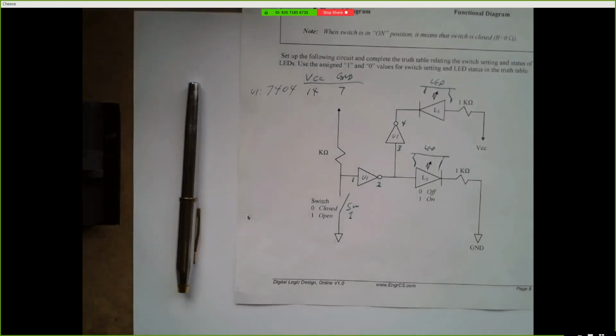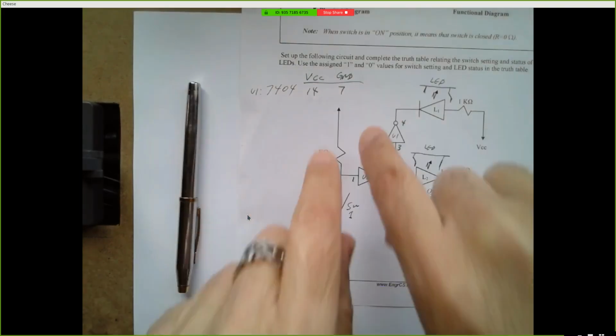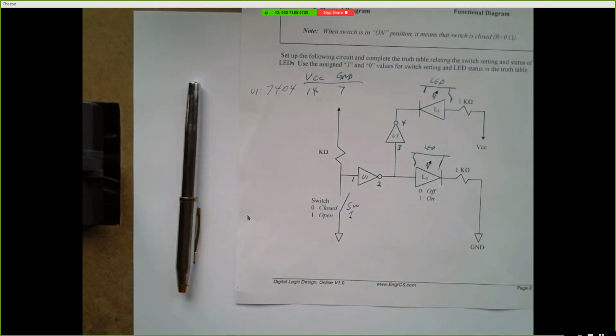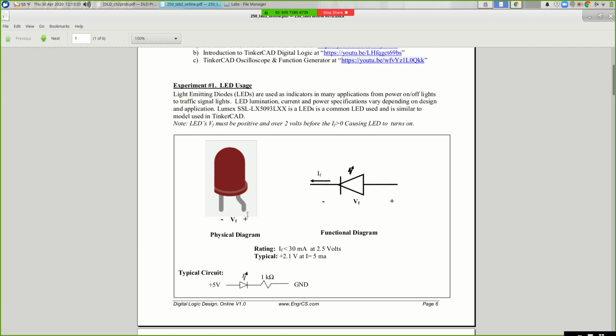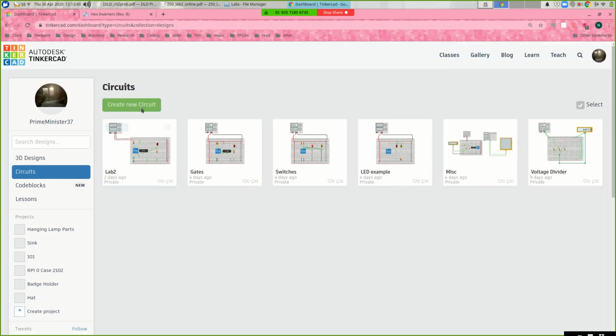Alright, I think that's all the information I need here. 7404, I'm going to make 4 connections to that, connect up power, ground, and then build up switches and stuff. So let me pull my TinkerCAD over, and let's create a new circuit.